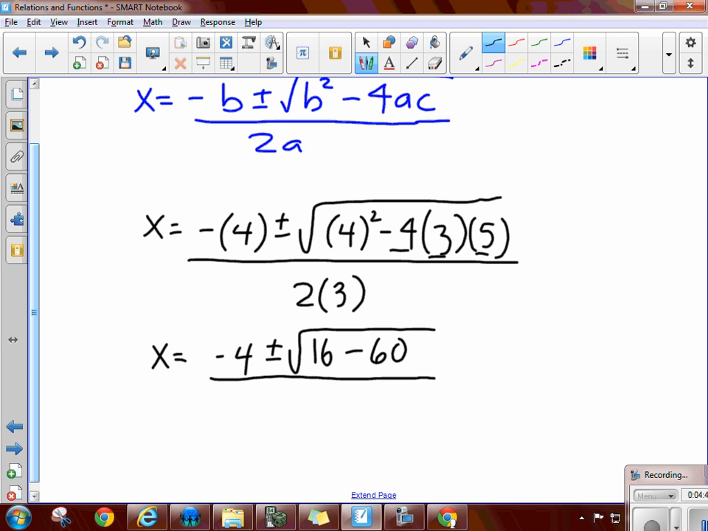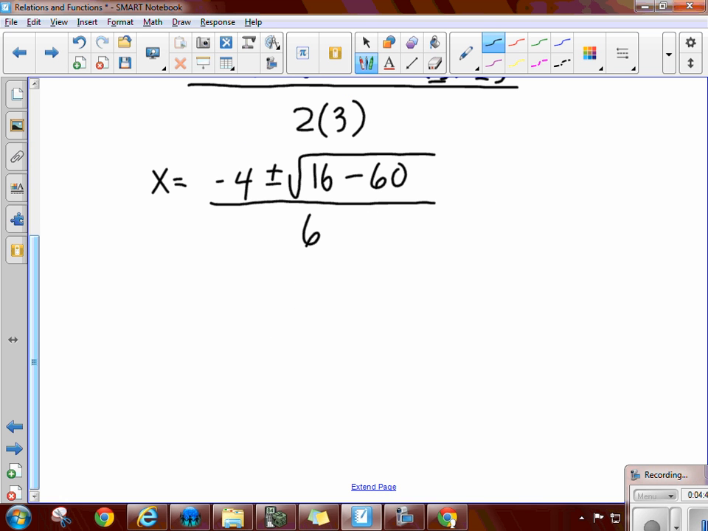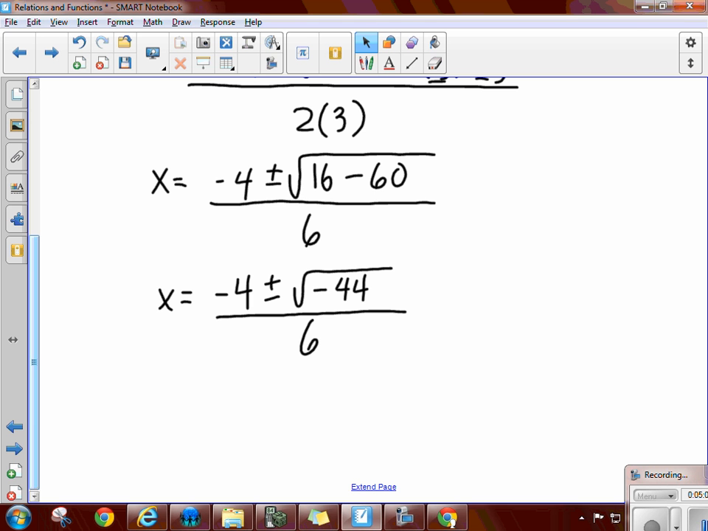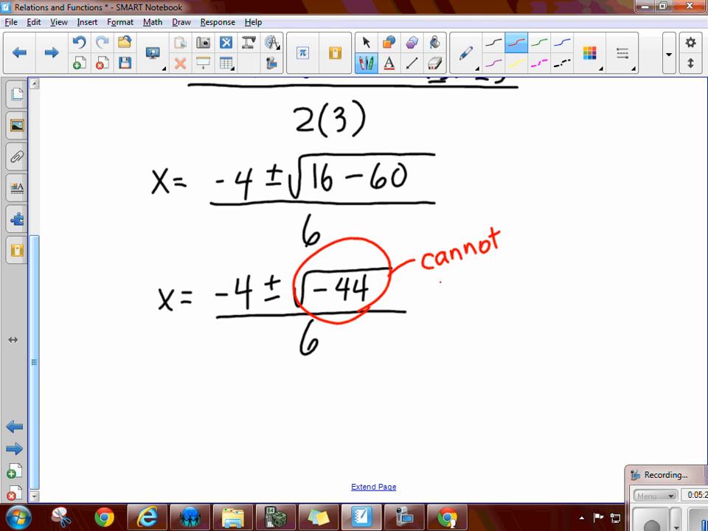All over 6. Now we try to do the simple calculation inside the radical sign, or the radicand itself. So negative 4 plus or minus square root of, well, 16 minus 60 is negative 44 all over 6. Now a red flag should be going up right now saying, whoa, back in junior high in the beginning of our radicals unit this year, if the radicand is negative when we're doing a square root, this just cannot happen. We cannot calculate that. So this tells us something very important about this parabola or this quadratic.